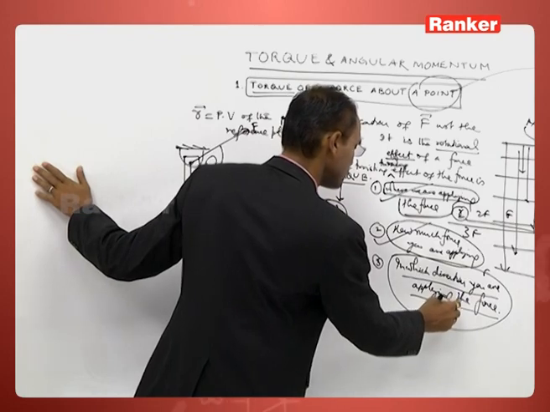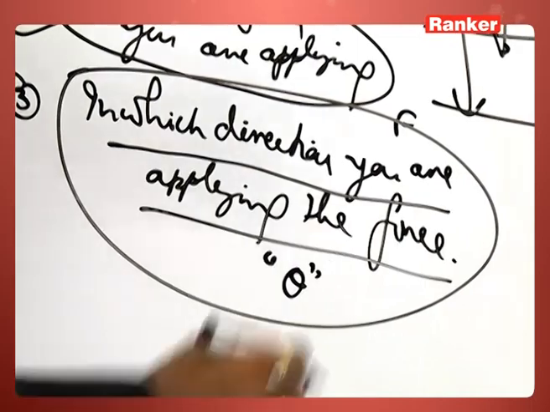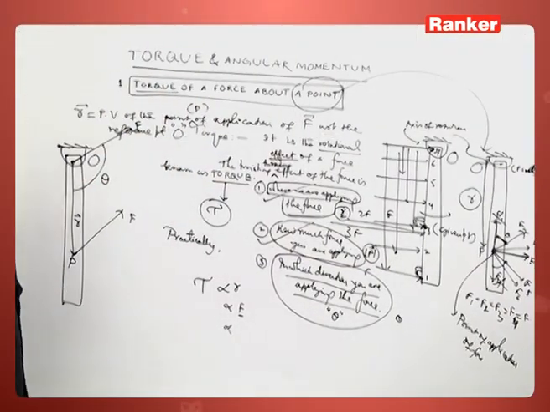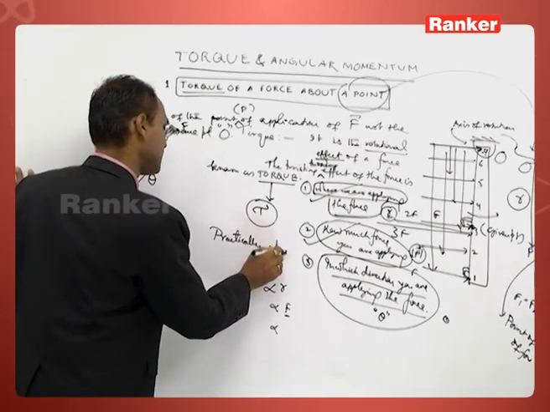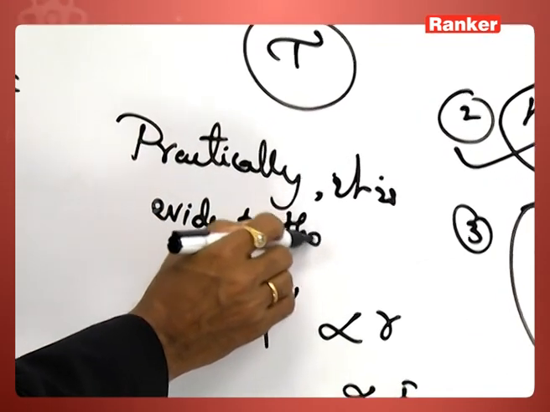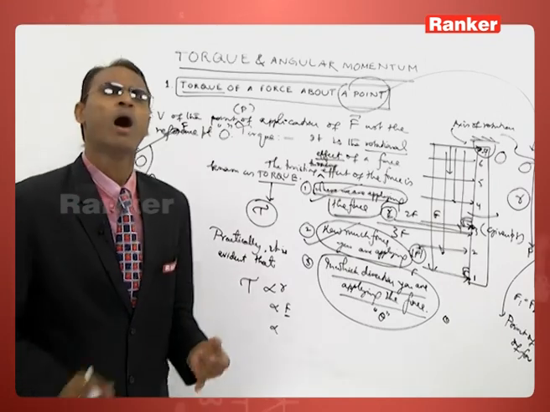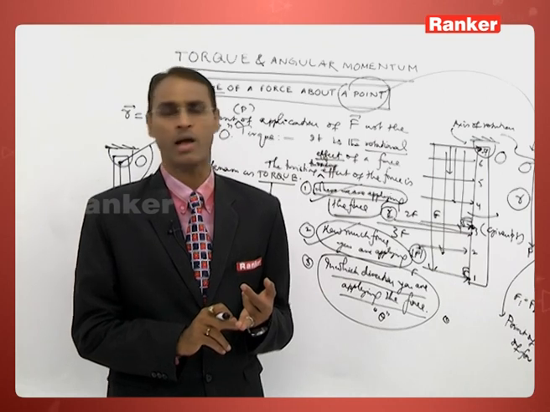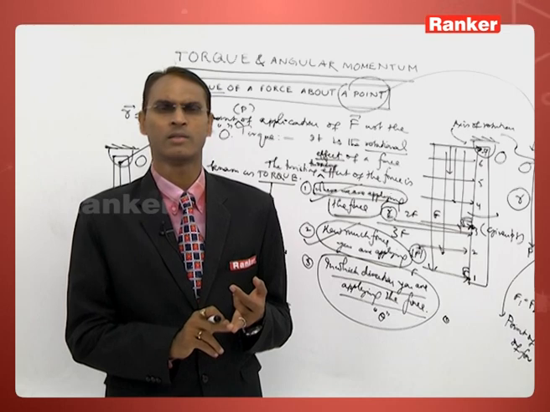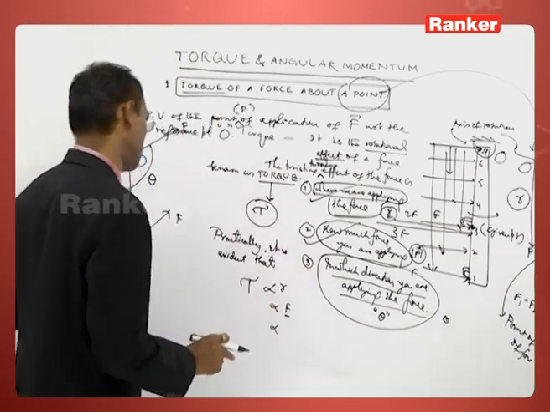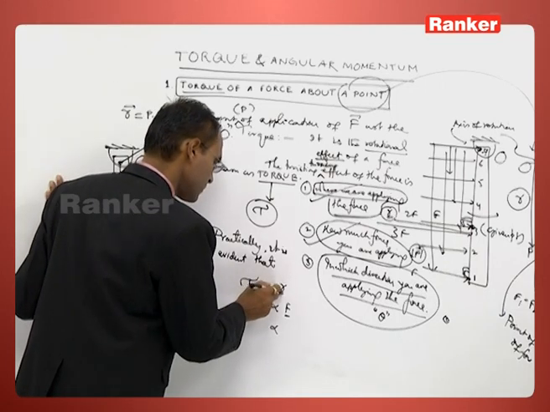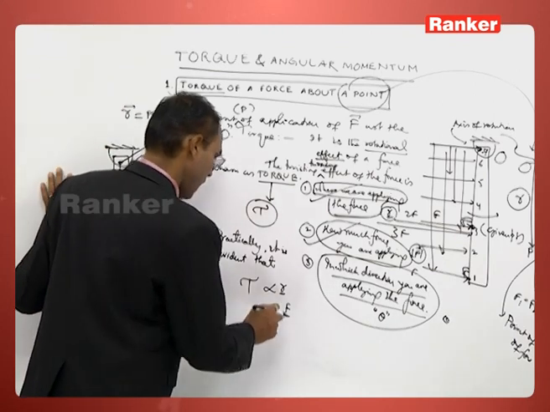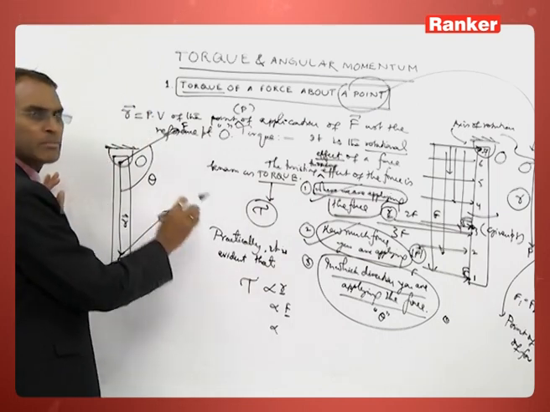So in which direction you are applying the force? Direction is given by theta. How much force you are applying? This is the magnitude of the force. Practically, it is evident that the turning effect or the twisting effect or the torque, which is measured by the kinematical term angular acceleration, is directly proportional to the distance of the point of application of the force with respect to the reference point, and also directly proportional to the magnitude of the force, the amount of the force you are applying.